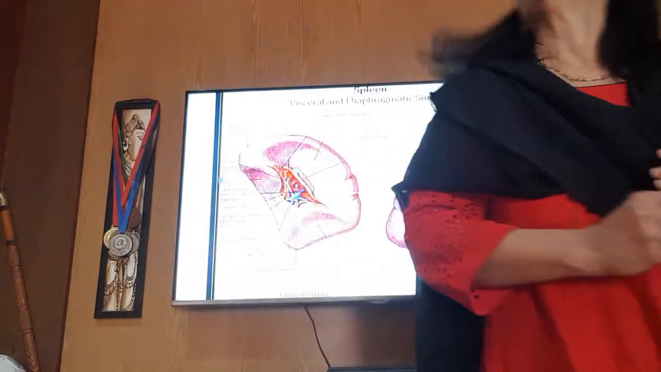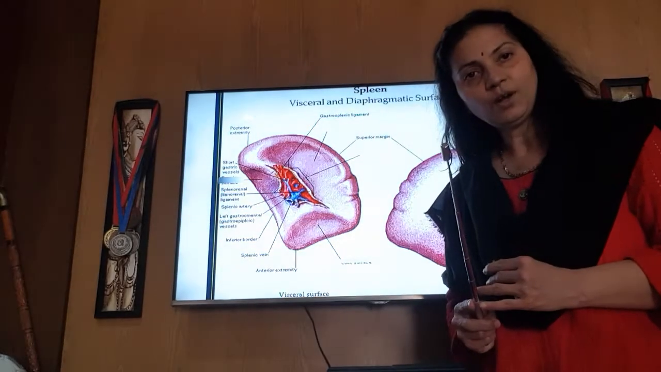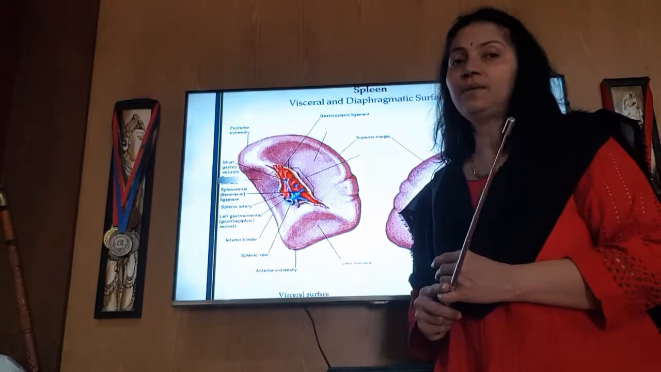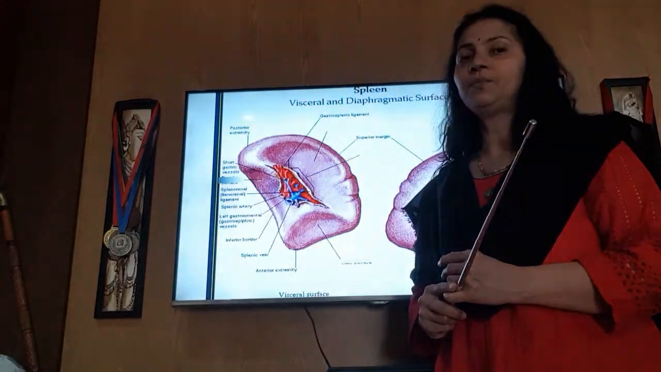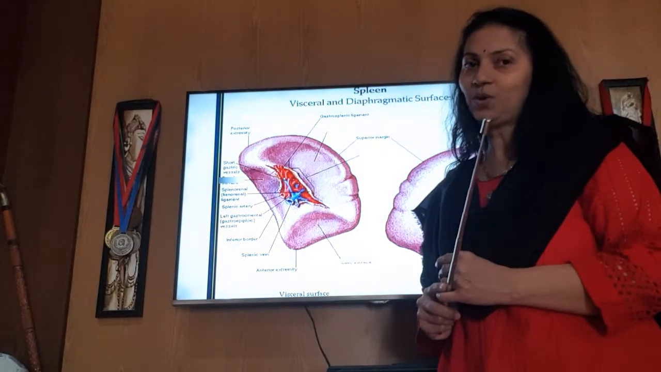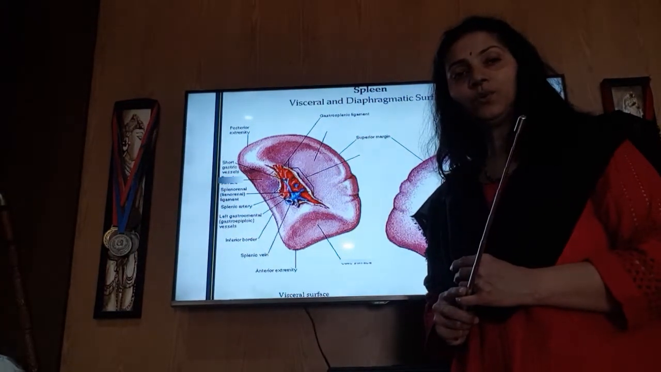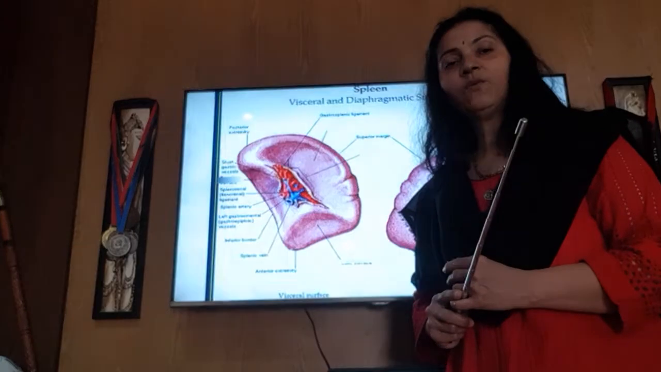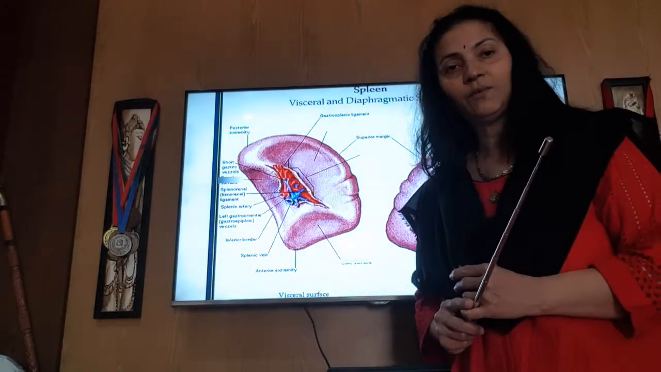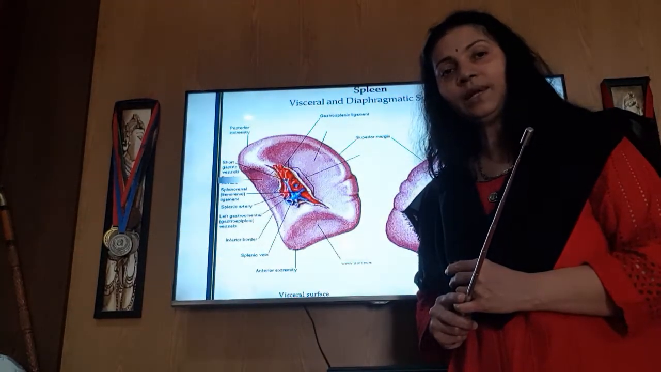Now, you know what is the position of spleen. Now you know the dimensions of spleen, its direction, how it's placed in the body. You know about the surfaces. You know about the relations also. Now, important thing is we have to know, since we know it's wedge shaped, how many ends does it have, how many borders does it have. We know that it is having 2 surfaces, but we have to know about the ends.